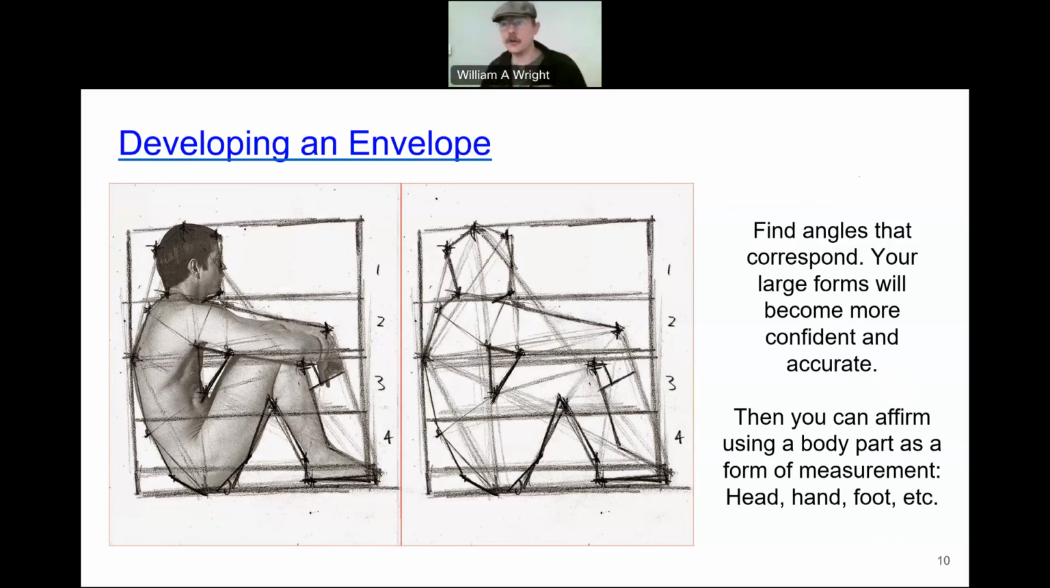Right. Compare things. Where is the chin at in relation to the knee? Where's the hand at in relation to the foot? Different stuff like that, vertical and horizontal, right? You can affirm these things by using a body part as measurement. That's something you've all probably done before too, where you take the head, many of you probably learned the whole 7.5 heads or 8 heads tall thing. And that's great. That's a great place to start.